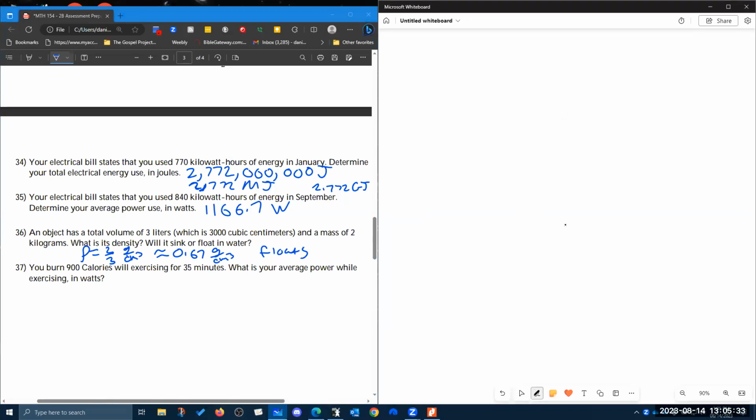You burn 900 calories when exercising for 35 minutes. What is your average power when exercising in watts? So 900 big C calories are kilocalories. They're food calories there when exercising for 35 minutes. So we need to change calories per minute to joules per second so that we can get them equal to watts.